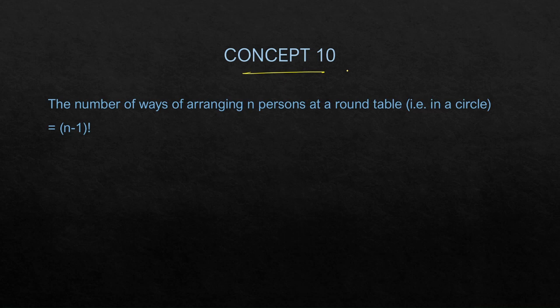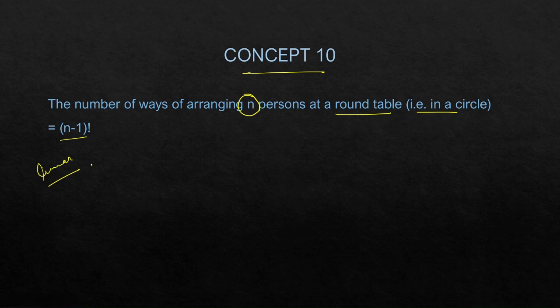Now the statement says the number of ways of arranging n persons at a round table, that is in a circle, is equal to n minus 1 factorial. So till now we were dealing with the linear arrangements. Linear means that involve the patterns of arranging in a line. But now we'll discuss how it is possible in a circular fashion.